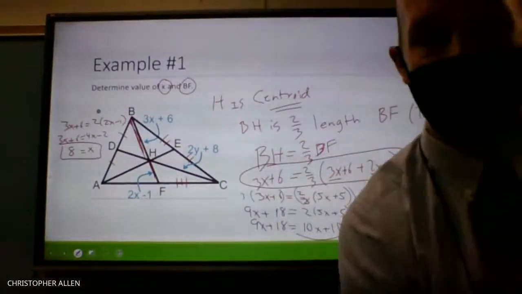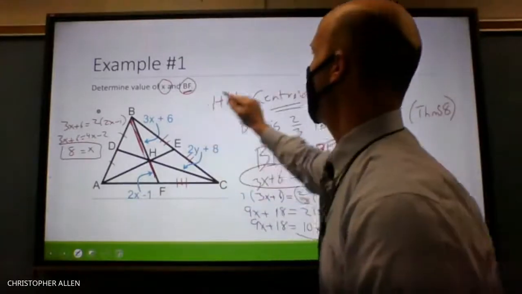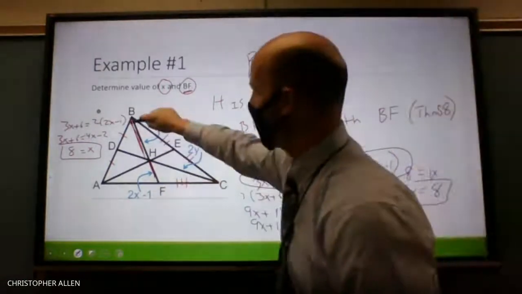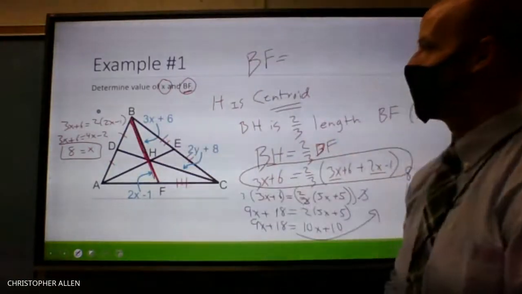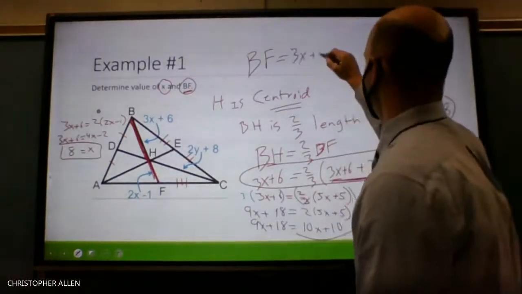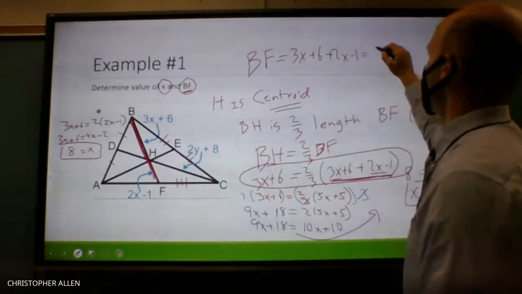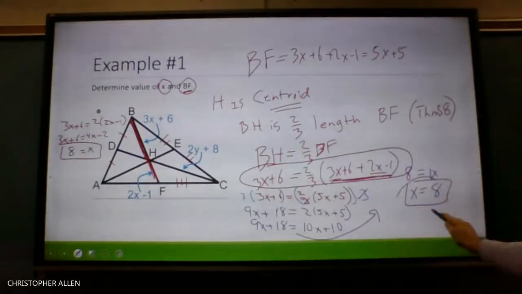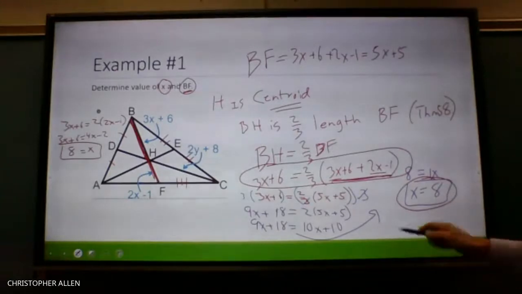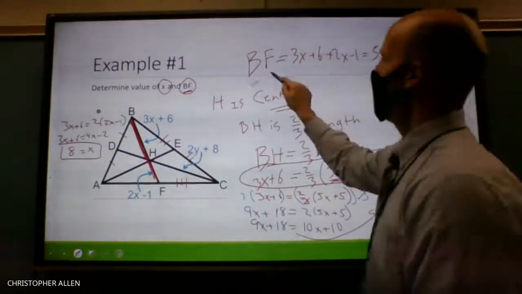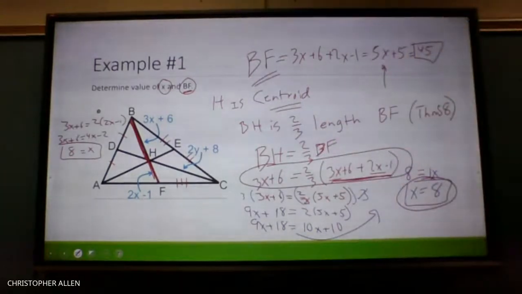Okay, I'll move on. Oh, by the way, x is 8. I haven't finished this question, have I? This question asked me to find BF too, right? Well, what is BF? BF is this entire distance right here, correct? BF is this length right here, all of this stuff added together. It's 3x plus 6 plus 2x minus 1, which is the same thing as 5x plus 5, right? What's x? Well, it's 8. So if I plug 8 into that, that's going to give me 45. BF is 45. The length of that segment, BF, is 45.